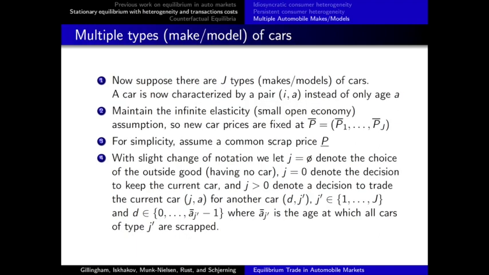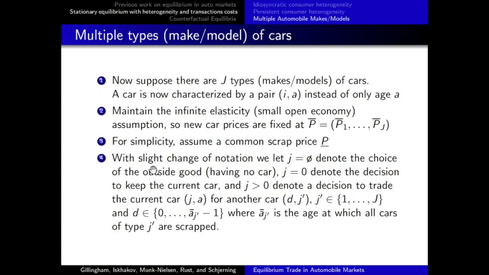Now, we also have a multiple type, make and model of cars. And so here we can allow for J types, makes and models of cars. So now cars are different, not only consumers. And then the car is characterized by a pair of what type it is and what age it is. It's pretty much the same thing, okay? And we can still maintain the infinite elasticity assumption. So prices of all those new cars are going to be fixed, something we can relax later. And then there's one common scrap price. We just assume that's the same. That's really an easy thing to change, okay?